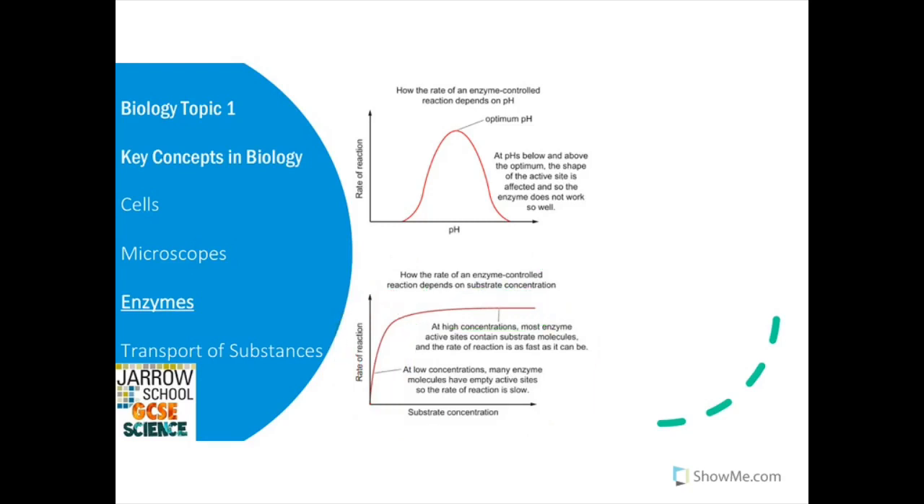Okay, so the reason that the line goes flat is because although the substrate concentration is increasing, there is a limited number of enzymes. Okay, so once all the enzymes' active sites are filled, then the reaction can't get any faster. So no matter how many more substrates you add into the concentration, there's only a limited number of enzymes, and therefore the rate of reaction can't get any faster because the active sites are all full, or they're all being filled as soon as they've done their job.